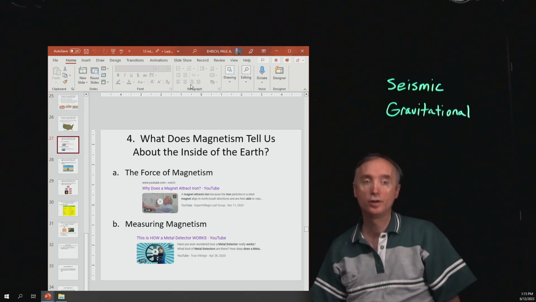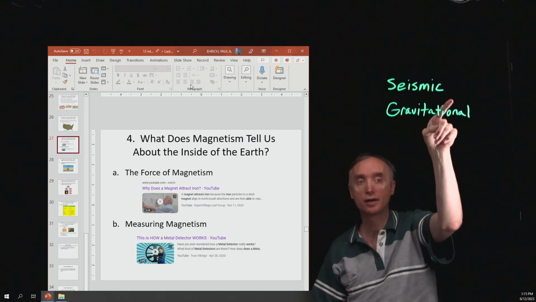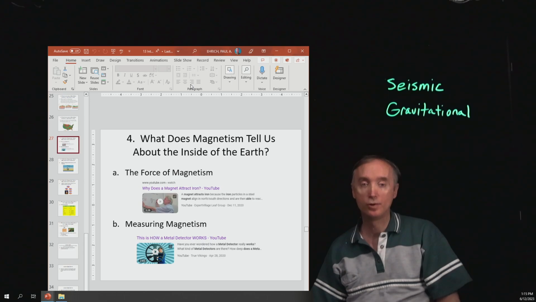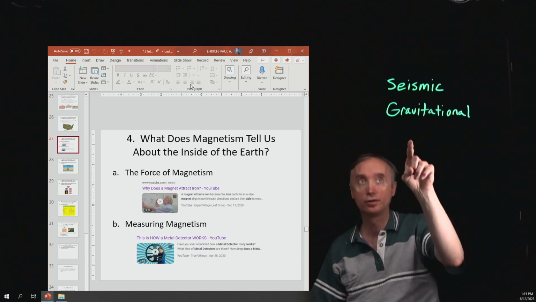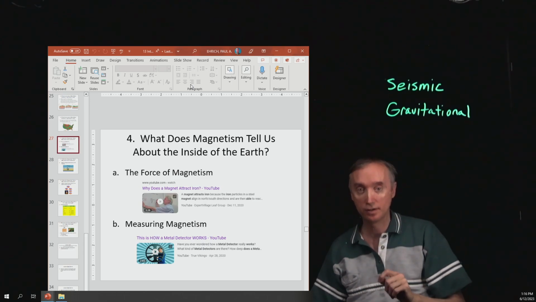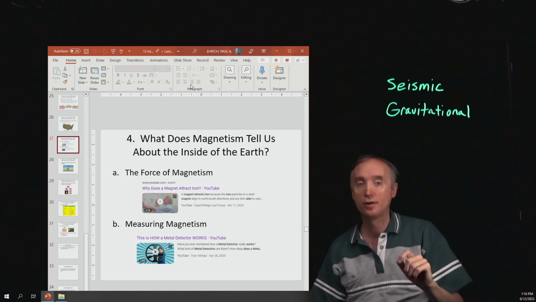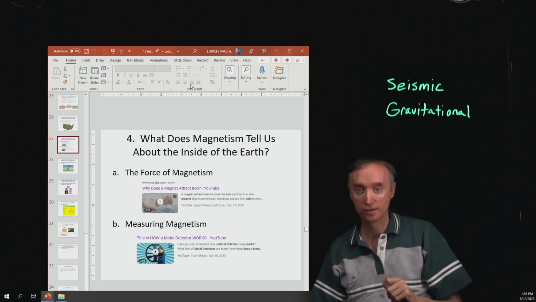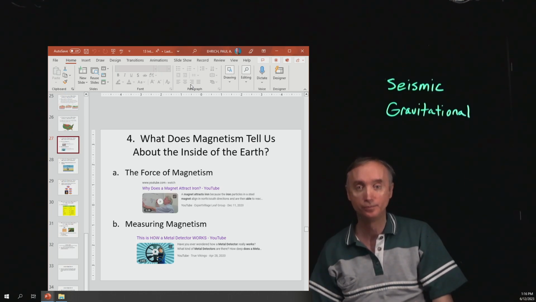Okay, so far we have learned how seismic techniques can tell us about what's inside the Earth. Then we learned that gravitational techniques can tell us what's inside the Earth. So now we want to use electricity and magnetism to tell us what's inside the Earth. So first, let's talk about magnetism.